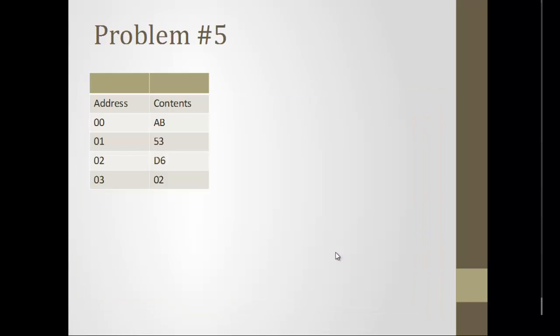Okay. So the next one I've explained is problem number 5. Problem number 5 says you're given this list of addresses and the contents. Now what happens when you do some of these steps? The first step says move the contents of the cell whose address is 03. So here's the address 03. The contents of that cell is 02. And we want to move that content to the content of address 00.